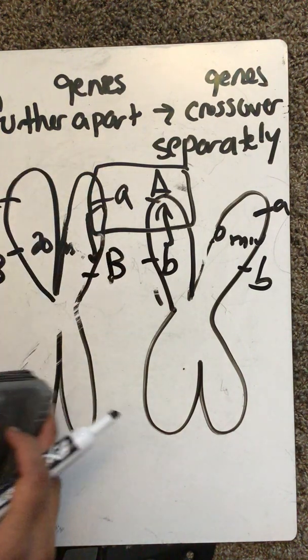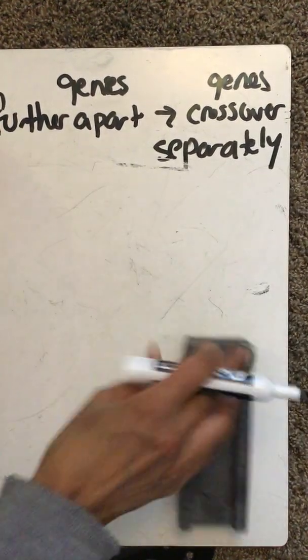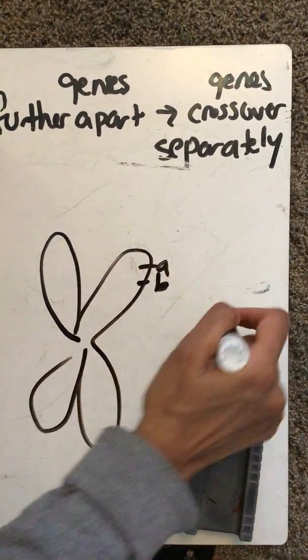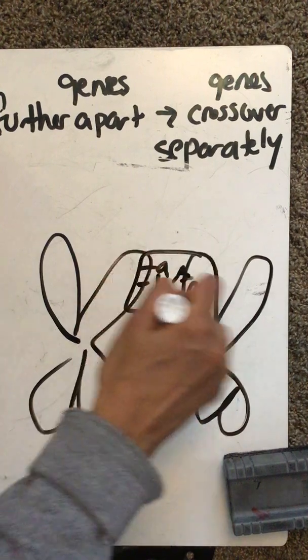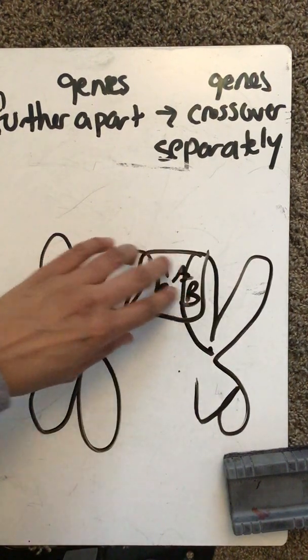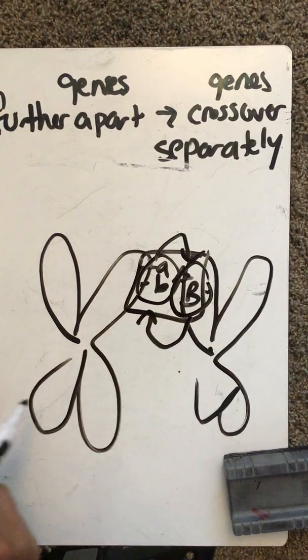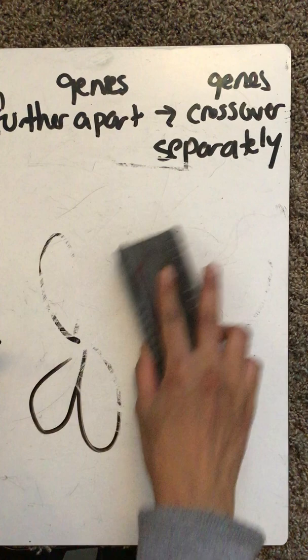Whereas when genes are super close together, like in my last example, like this close together, and let's say this region crossed over, then these two cross over together. So both of these end up on this side, and both of these end up on that side. And you guys have to know that.